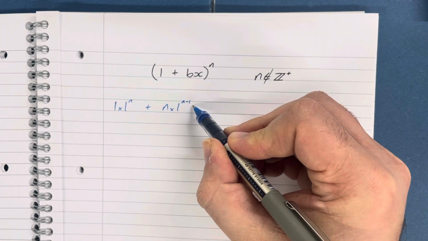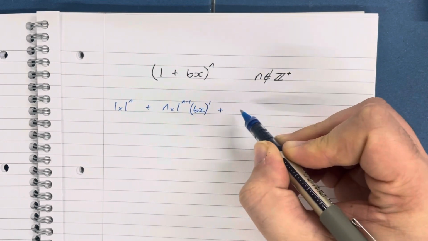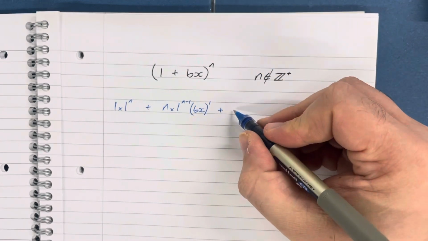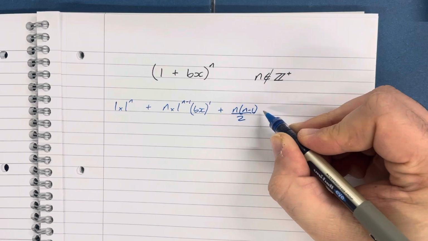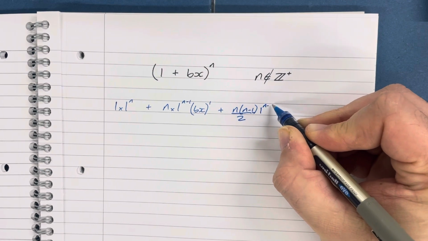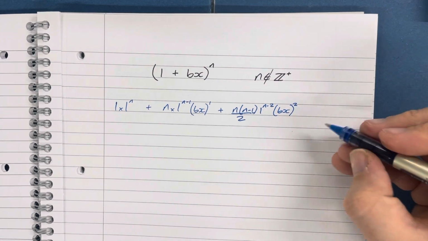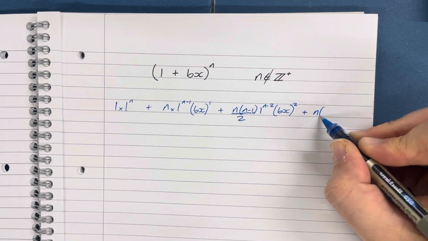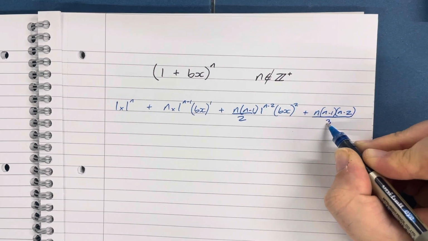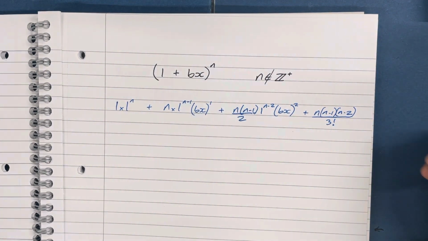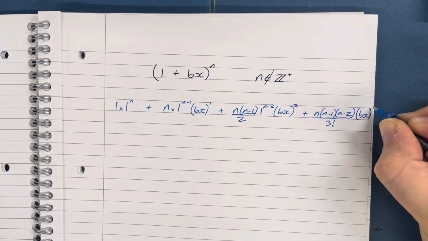And then we have a bx to the 1, plus, and then the next binomial coefficient would be n times n minus 1 over 2 factorial, times 1 to the n minus 2, times bx squared, plus n times n minus 1 times n minus 2 all over 3 factorial as the binomial coefficient, times 1 to the n minus 3 times bx cubed.